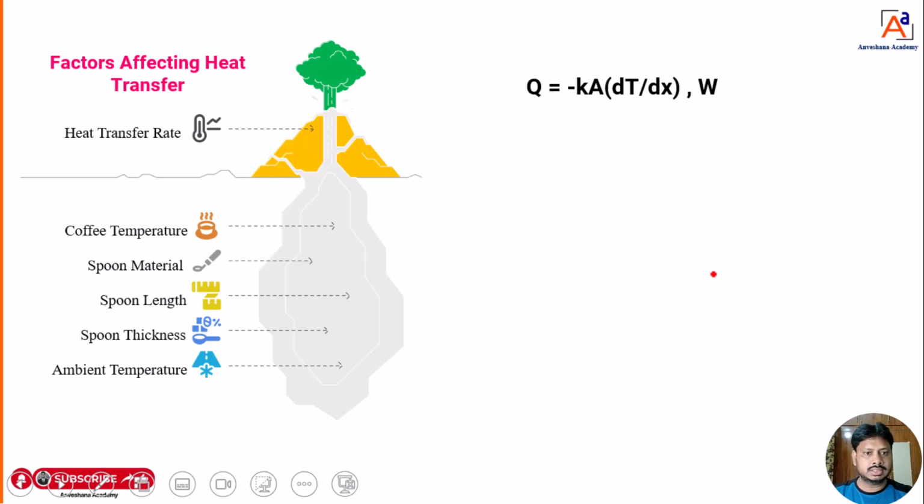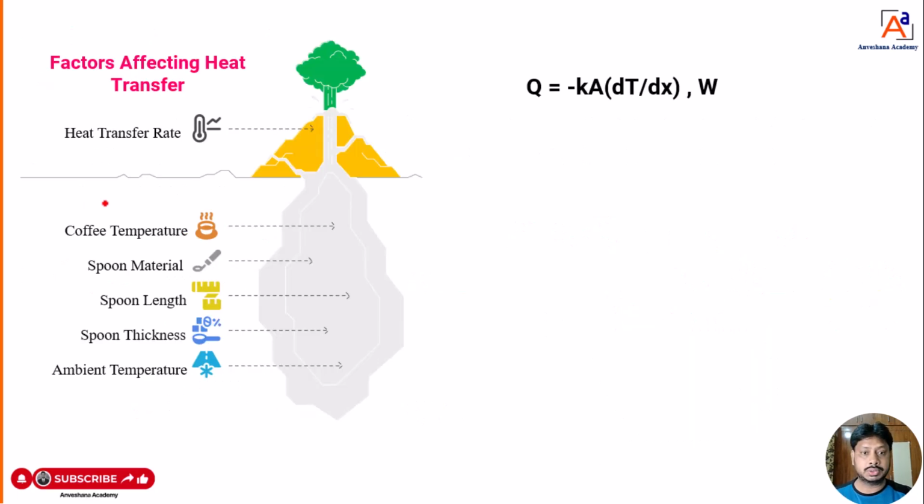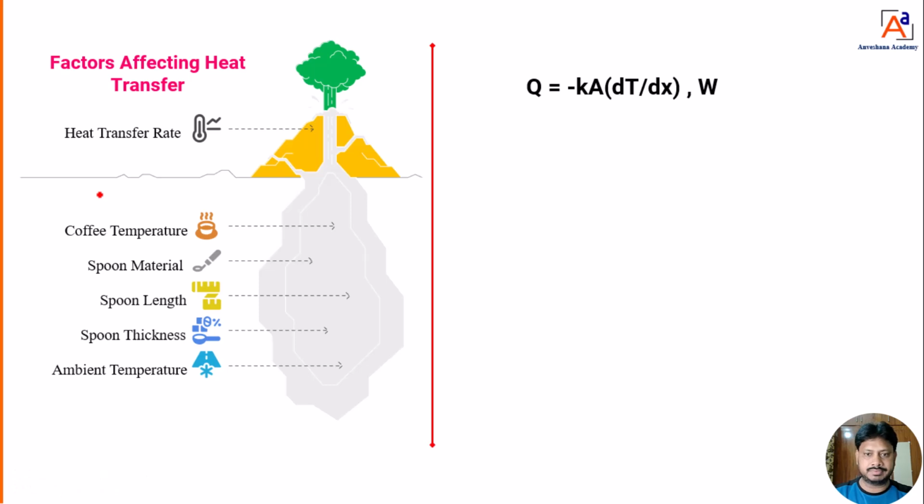Okay, second activity. So now, dear students, when the heat is going to transfer, I told you heat is going to transfer from the hot end to the cold end through the metal spoon. Here also, with coffee, heat is going to transfer from a high temperature region to a low temperature region. When the heat is transferring, there are some factors that are going to affect the heat transfer. What is the heat transfer rate? That is joules per second, or I can say watt. Rate of heat transfer I can measure in terms of joules per second or watt.